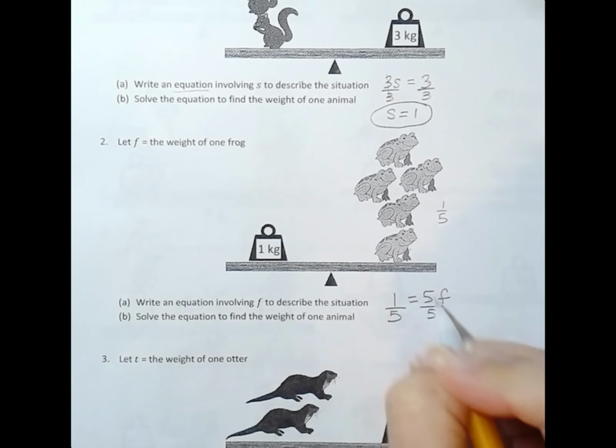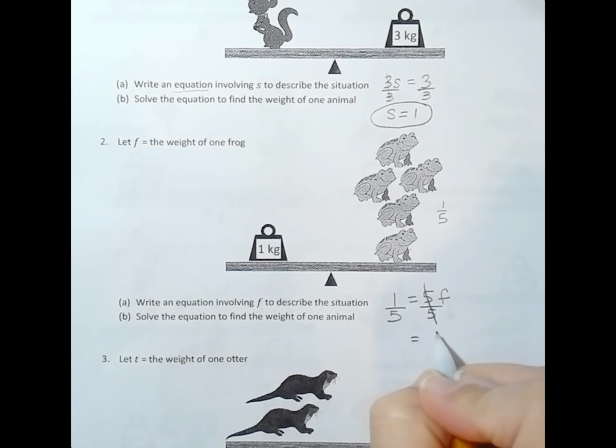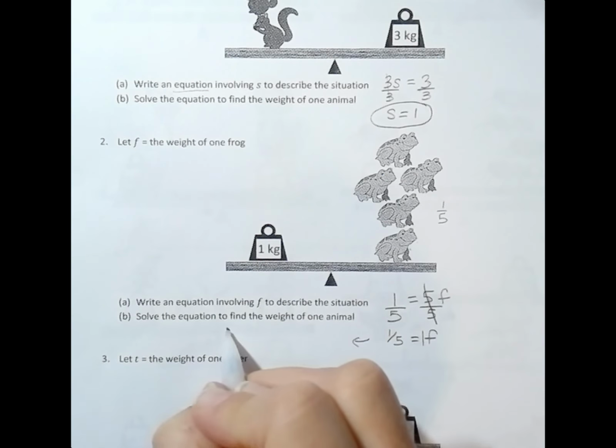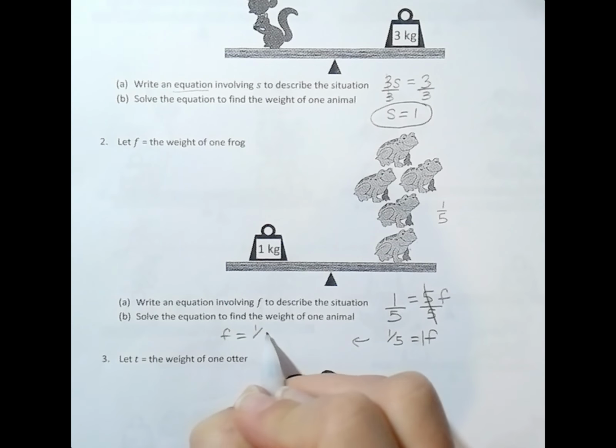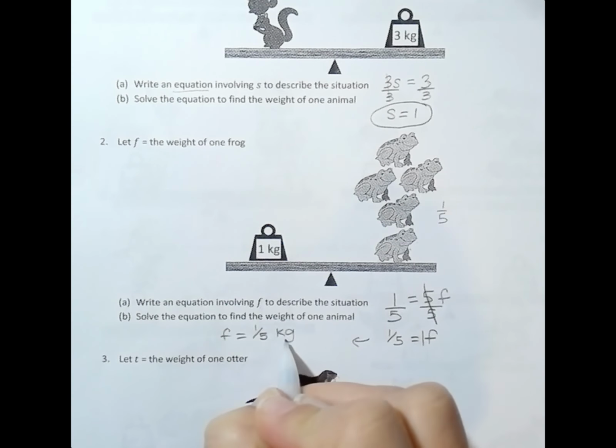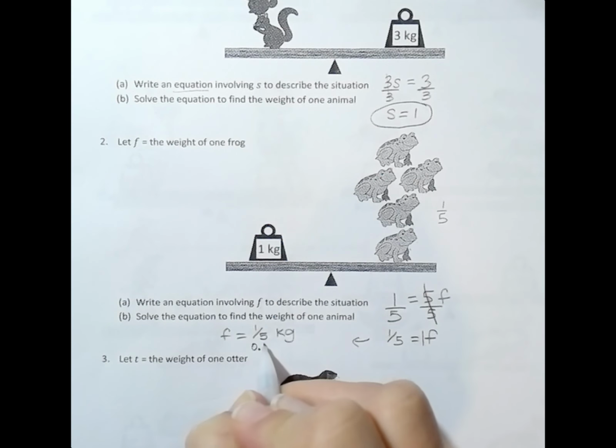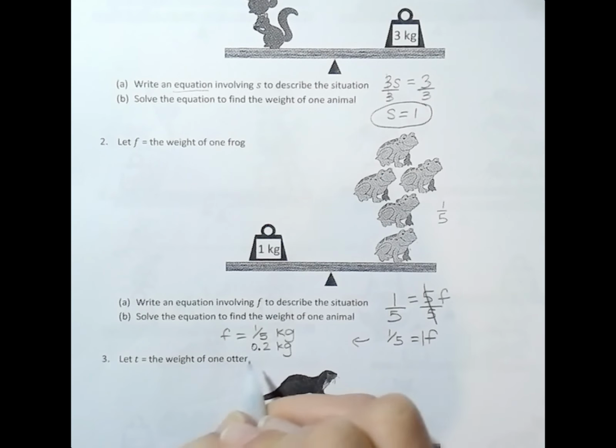5 frogs divided by 5 is 1 frog, or just F. Remember, we talked about 1F being the same as F. 1 divided by 5 is 1/5. So each frog is equal to 1/5 of a kilogram. Or remember, that's the same as 0.2 kilograms.